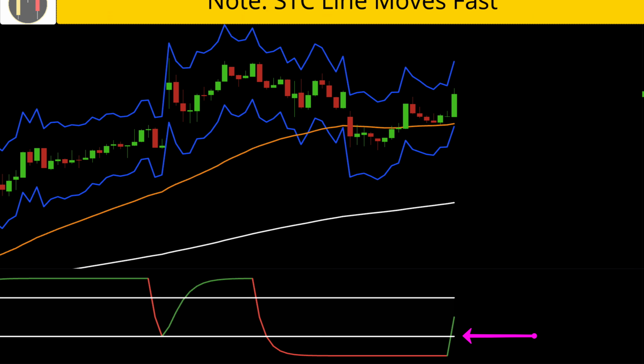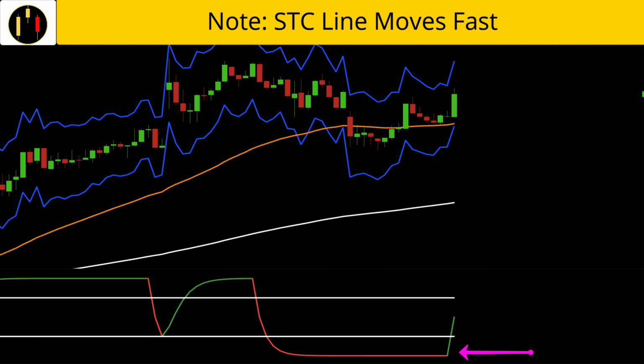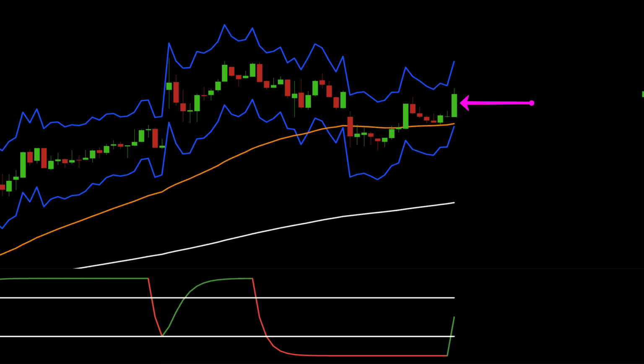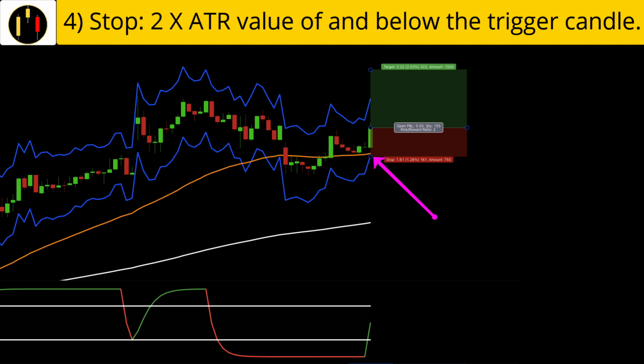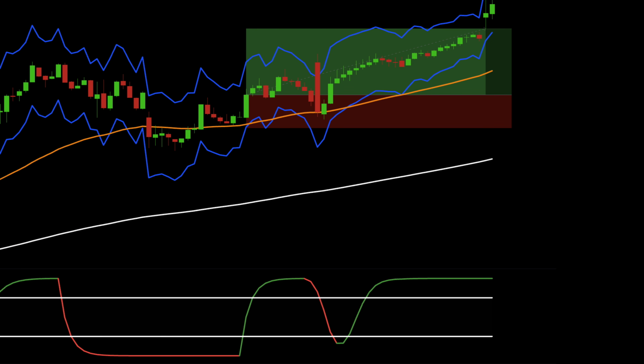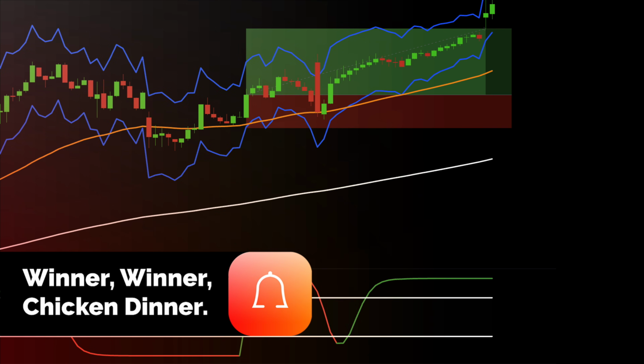Take note, because this indicator is very responsive, it can move a great distance in just one candle. In this example, the STC line was red and turned green when this candle printed. Our rules are met when this candle closes. That is our trigger candle. We place our stop at 2 times the ATR value of the trigger candle and target 2 times risk. And long example 1 continues the trend to the profit target.